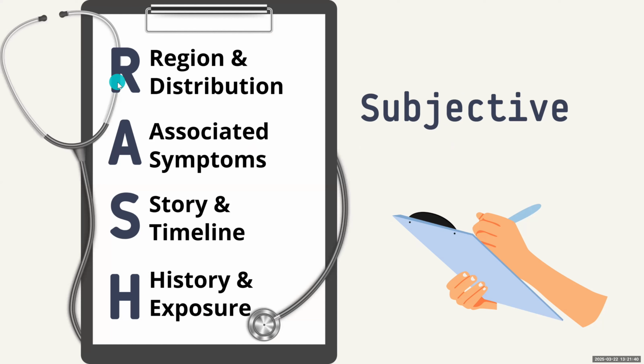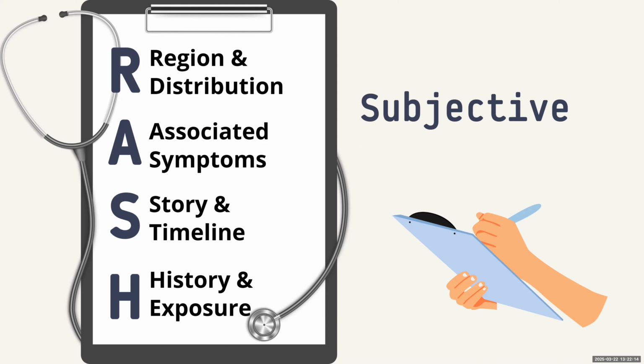So R for region and distribution. Where is the lesion? So give the area. Is it limited to one area or is it spread out? Is it symmetrical or mirror image? Does it follow a pattern? Is it a linear pattern? Is it a circular pattern like a ringworm? Poison ivy has a particular pattern. It follows where the leaves or the branches grazed it. So does it follow a pattern?